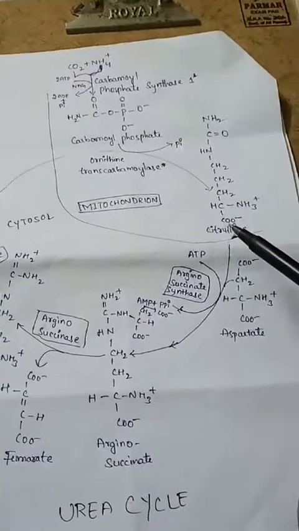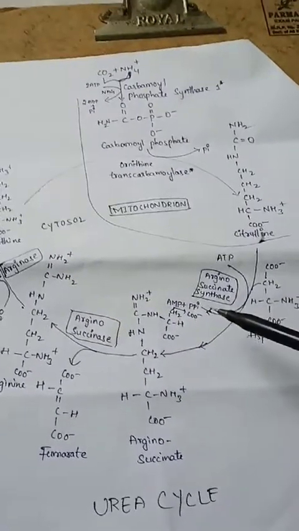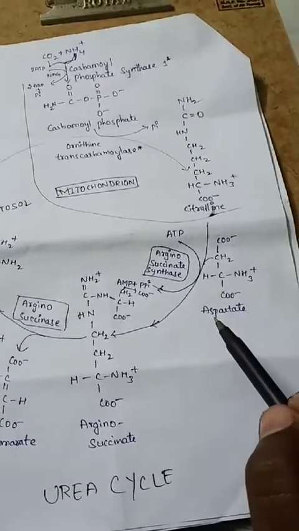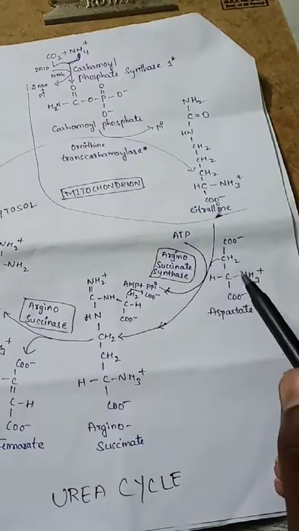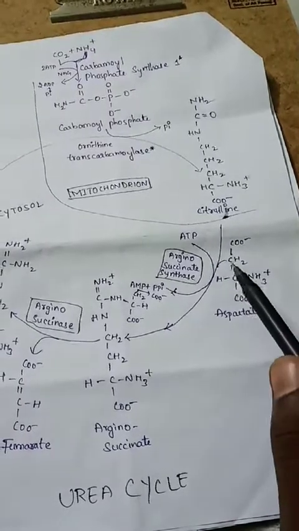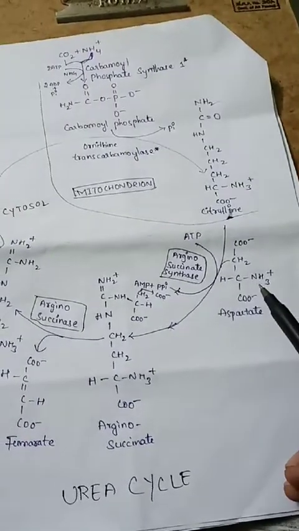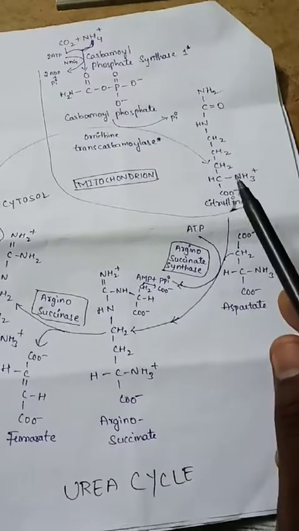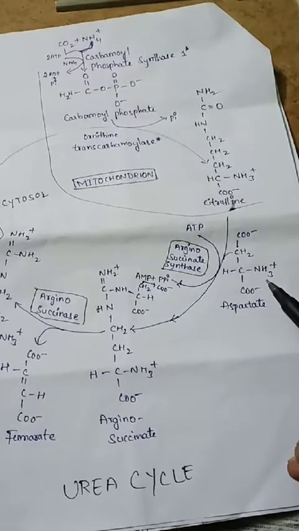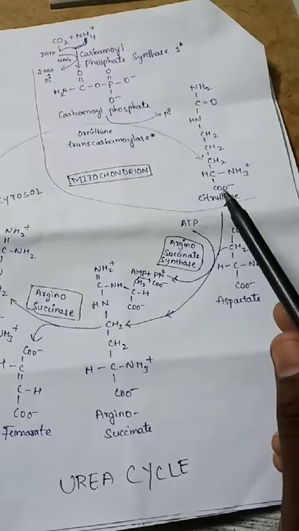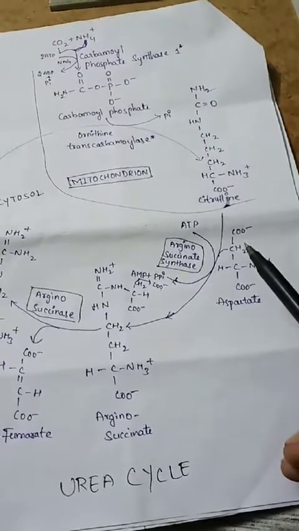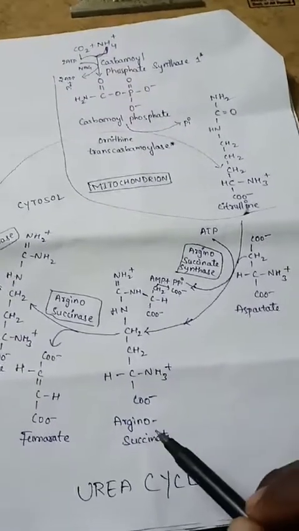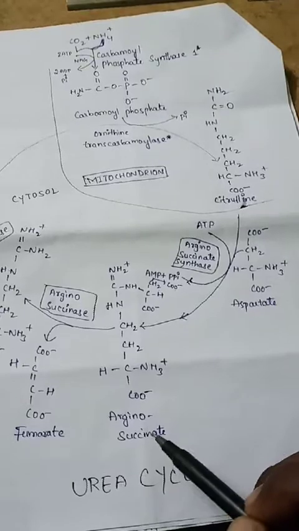The citrulline present in the mitochondria enters the cytosol and combines with aspartate. The aspartate contains 2 carboxylic groups, 2 CH2 groups, and 1 NH3 group. So here also there is 1 amine group. Here, how many amine groups? 3 amine groups, so a total of 4 amine groups. How many carboxylic groups? 1 carboxylic acid group here, but 2 carboxylic here, so a total of 3 carboxylic acid groups is produced. The name is arginosuccinate.